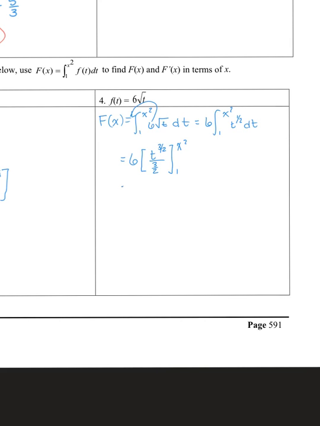Okay, well, if you keep change flip, you would end up flipping over that fraction to have 6 times 2/3 t to the 3/2, evaluated from 1 to x squared. So 6 times 2/3, 6 times 2 is 12, divided by 3 is 4.